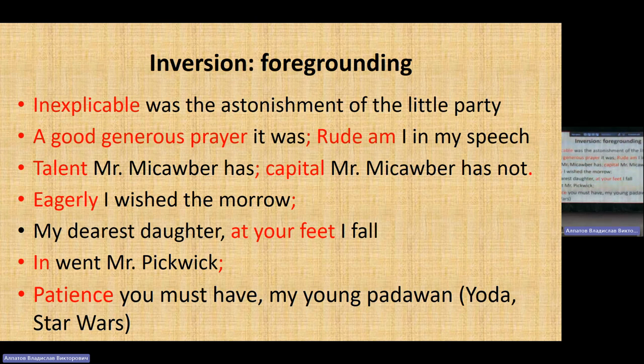And in this case, you see that inversion helps not only to foreground things, it can also serve characterization. In a way, it can create a distinct, unique style of a character who you remember by this abundance of inversion. And if you just remember that his style sounds so strange, it is because of inversion.